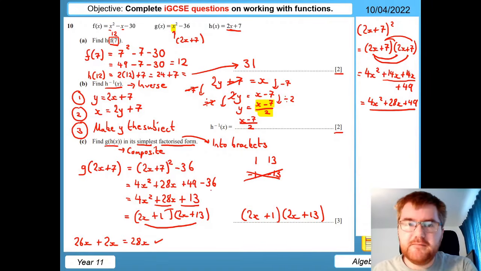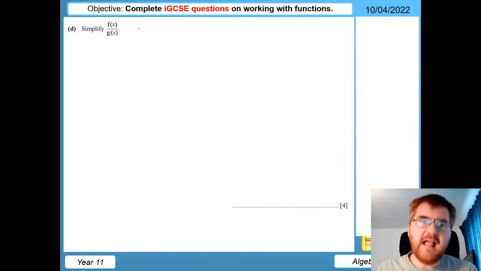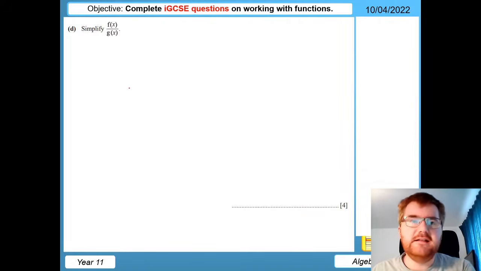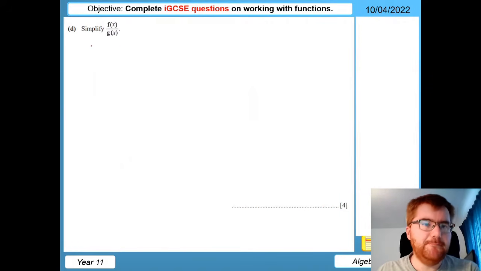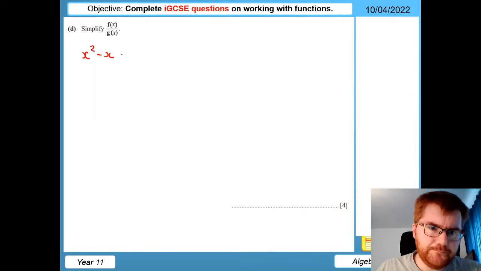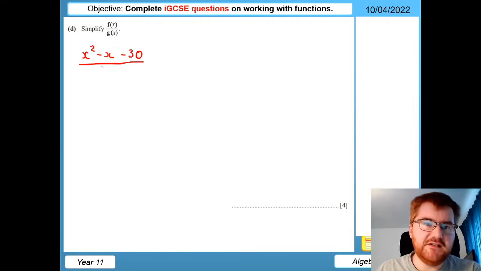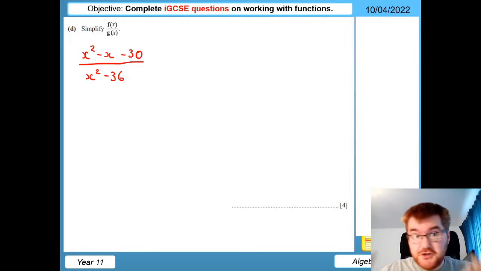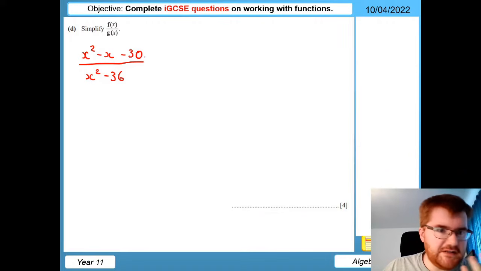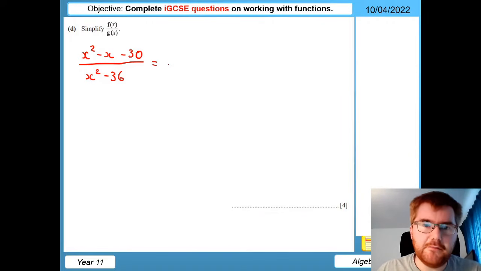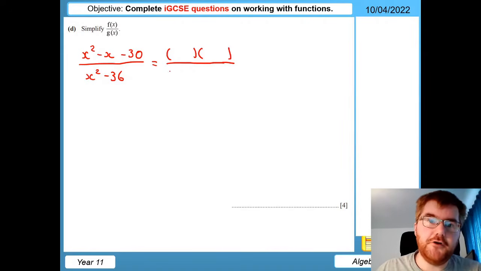Okay, let's move on. So now we're going to have to simplify f of x divided by g of x. Let's remind ourselves what those functions are. We have x squared minus x minus 30 as our f function, and then our g function down below is x squared minus 36. So this is turning essentially into an algebra question, even though this is under functions. What we want to do is simplify. The first thing we see is that we have quadratics in both, so we want to try and put them into brackets, and then we hope that something will simplify as we go through.